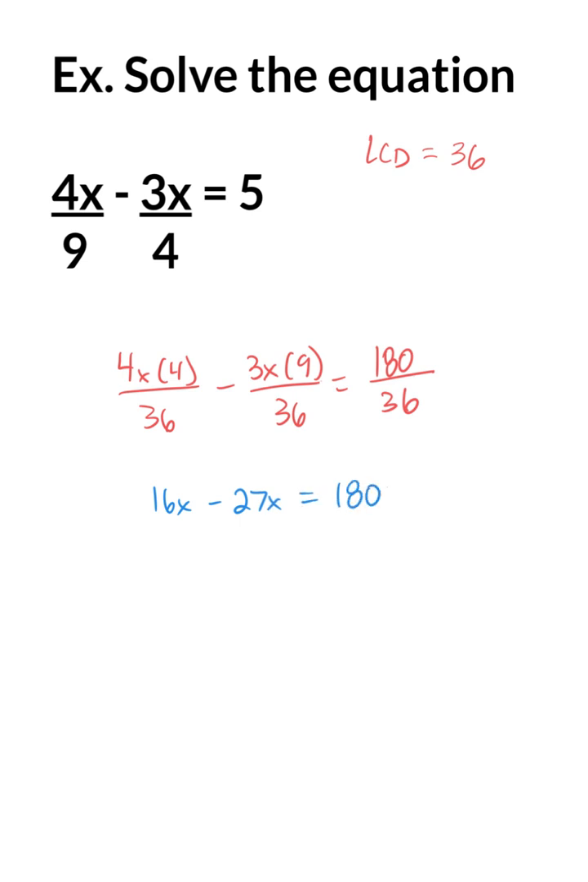And then I combine like terms, and I get negative 11x equals 180. Divide both by negative 11. And x is equal to exactly that, negative 180 over 11, if you want a nice, precise answer.